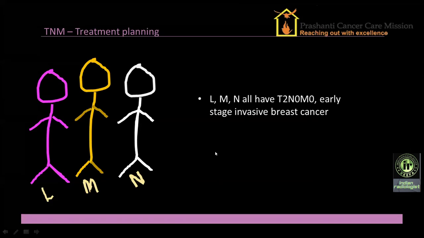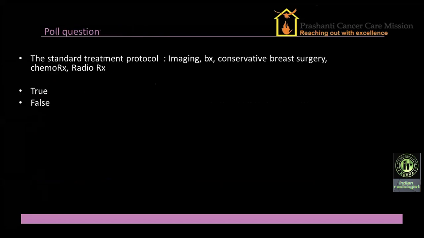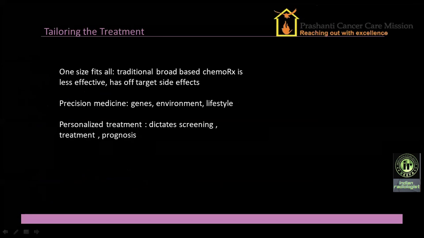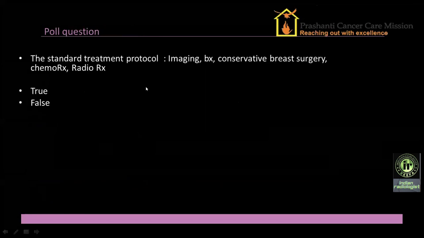So let us look at a clinical scenario. You have three patients here, Lena, Mina, and Nina. All of them have T2N0M0 disease, that is, tumor size somewhere between 2 to 3 centimeters. So they are what we call early stage invasive breast cancer. So here is a poll question. What would be the standard treatment protocol for these patients? Would we do imaging followed by biopsy, conservative breast surgery, chemotherapy, or radiotherapy? And our choices are true or false.